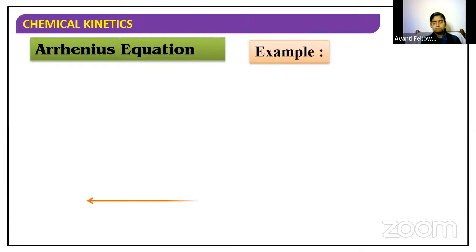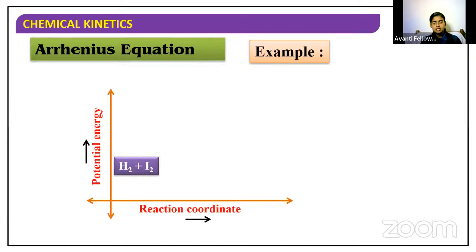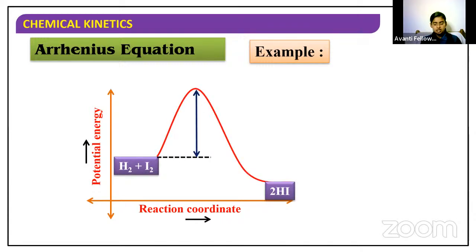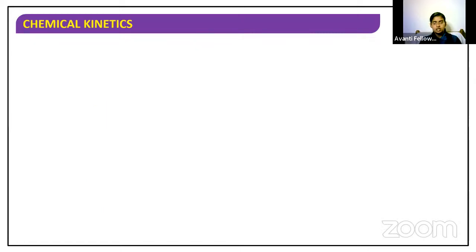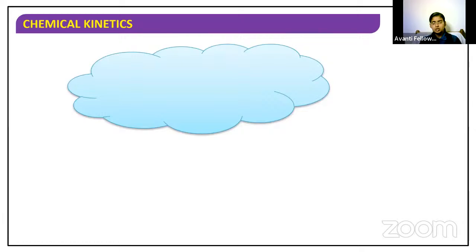Here, just see the graph of reaction coordinate versus potential energy. Here I have the reactant and here is the product, and the curve goes like this. This is the activation energy. And the difference between the reactant energy and the product energy is called delta H, very important to solve problems. So this is nothing but delta H. Delta H is equal to final minus initial only.